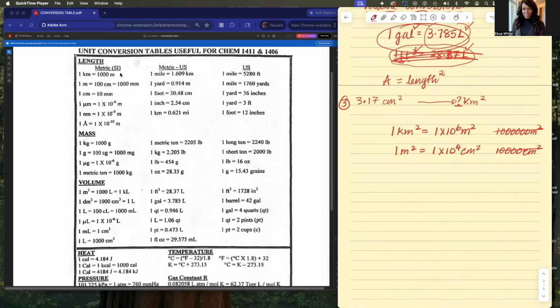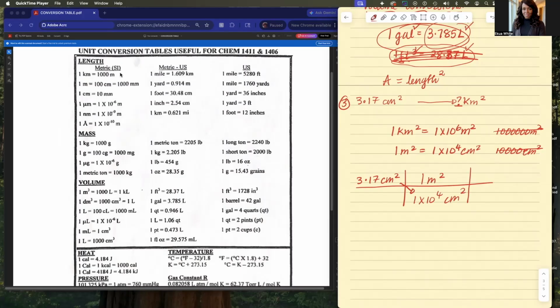Let's go ahead and set it up. We'll include our dimension analysis brackets. We have 3.17 centimeters squared. Bring in the dimension analysis bracket. Remember, you have to match your units diagonally across from the original units. So we need to have a centimeter squared at the bottom. So we have 1 times 10 power 4 centimeters squared. That goes with 1 meter squared.